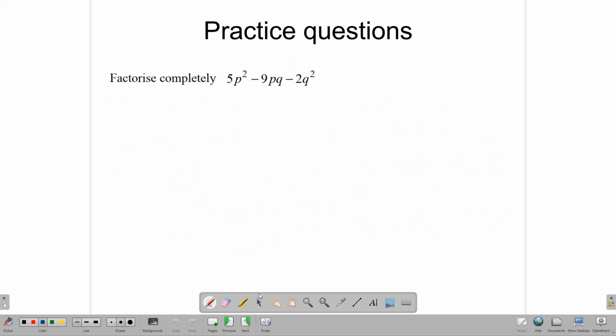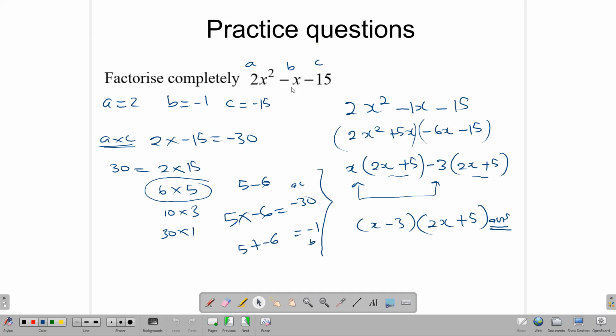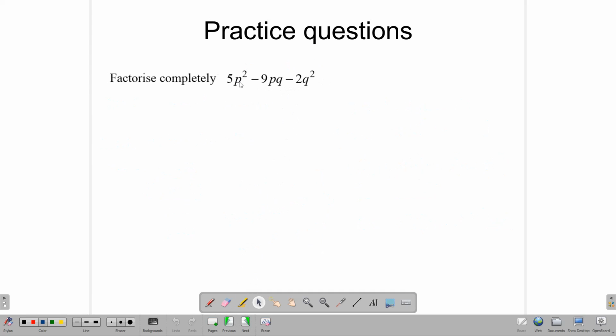Here we have another expression, 5p squared minus 9pq minus 2q squared. Now you might notice that earlier we had just a single letter, x, throughout the question. But now we have two letters, p and q. It doesn't matter. Same procedure. And so what we do here, remember, is that this is our a, this is our b, and this is our c. So our a is 5, our b is -9, and our c is -2.